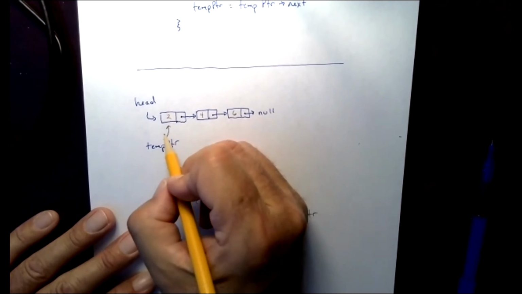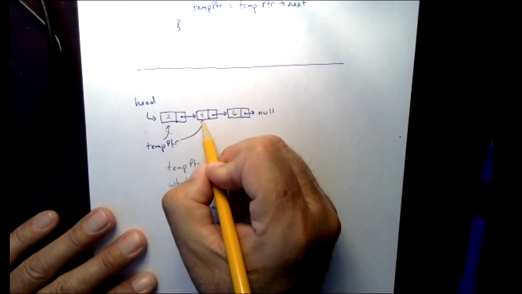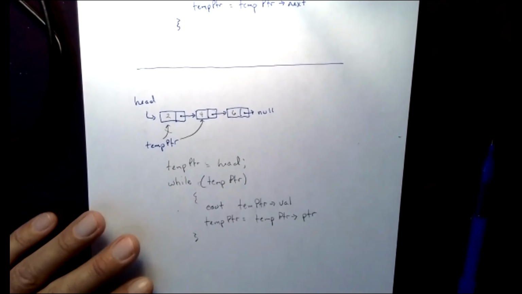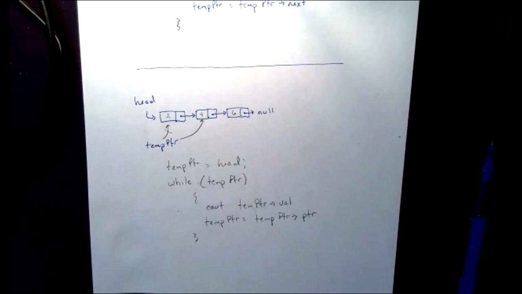So that's this, which means now temp pointer is going to point to there. Print out the value. Temp pointer now gets the value of that line. So it moves over to the next node, and it's going to keep moving over node by node. So a simple example of what you're doing with insert and delete is what you see here.